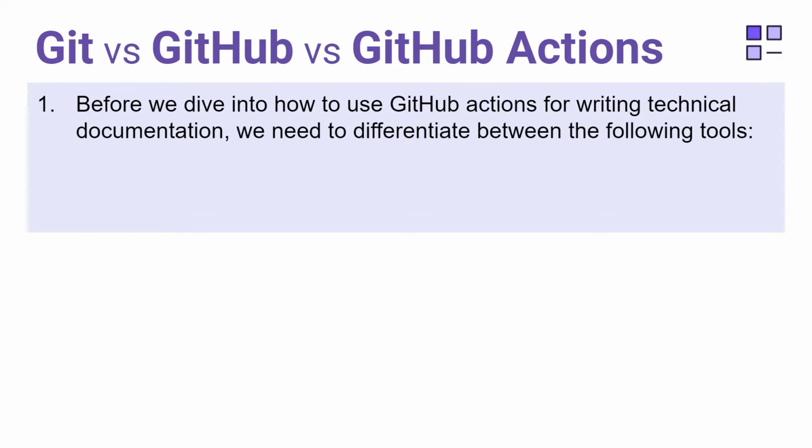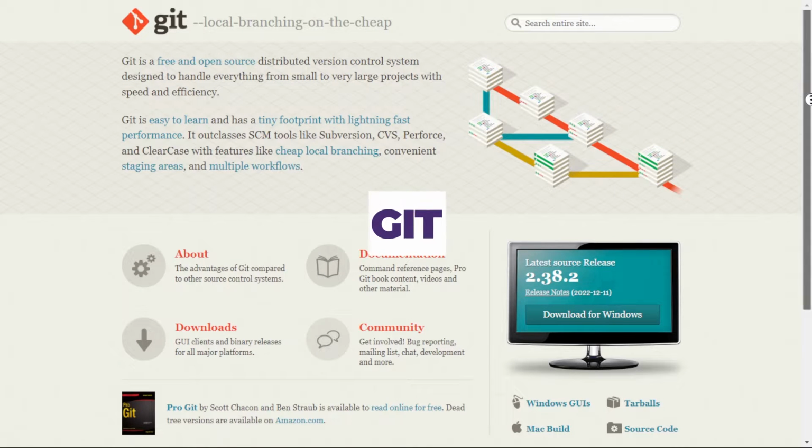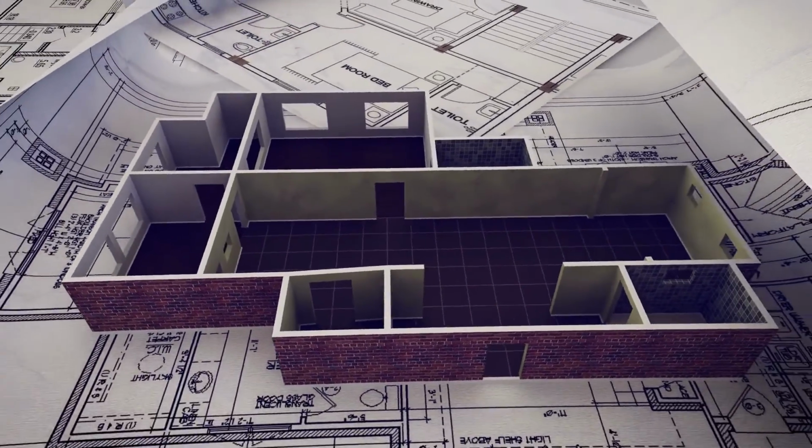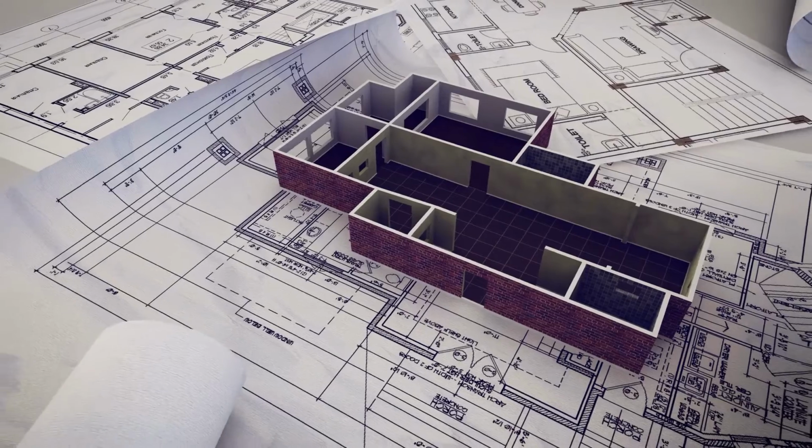Before we dive into how to use GitHub Actions for writing technical documentation, we need to differentiate between the following commonly confused tools: Git, GitHub, and GitHub Actions. Git is a free and open source version control system. A version control system is a software tool that records changes to a set of files over time so that you can recall specific versions of those files at a later time. Git is designed to handle everything from small to very large projects with speed and efficiency.